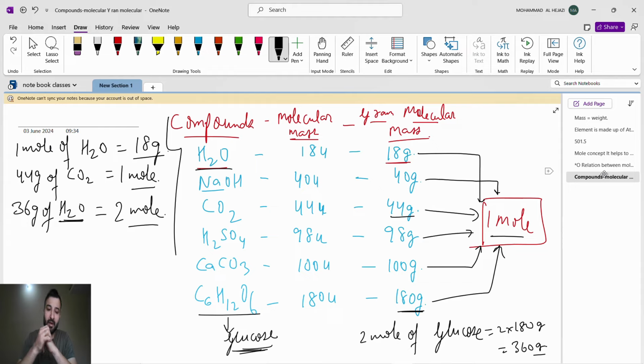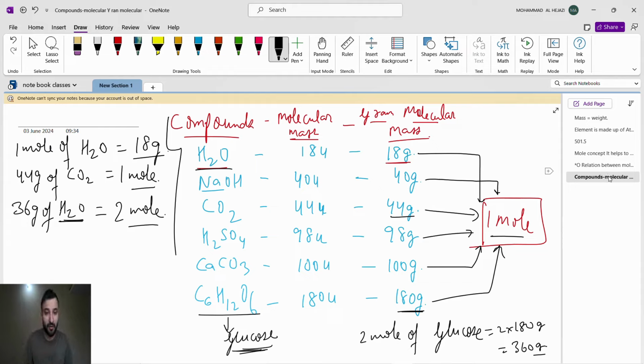Same like that. If I give you 36 gram of H2O, you will first find the molecular mass of H2O. The molecular mass of H2O is 18 gram. 18 gram means 1 mole. So we have to find for 36 grams. 18 to 36 means 2 mole.